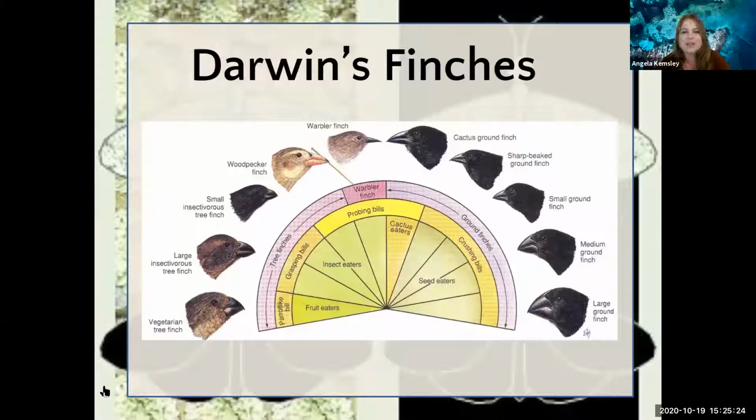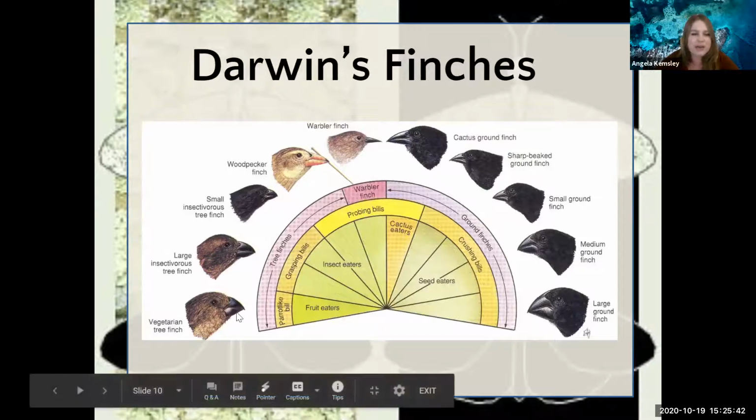And so one of his most famous examples were finches, a type of bird. And as he traveled around to different islands, and even on the same island, if he was on different sides in different little micro environments, he was able to observe some differences in their beaks. So if you take a look at this, you'll notice that the beaks are all just a little bit different. And the reason that they're a little bit different is because of what they eat.